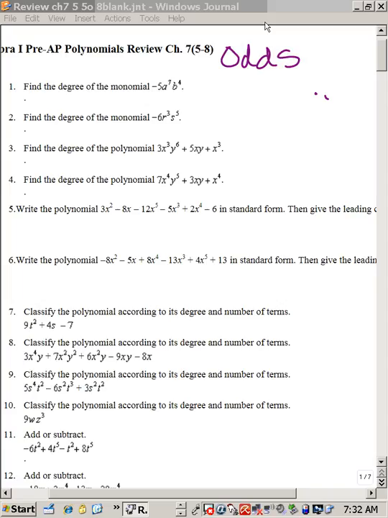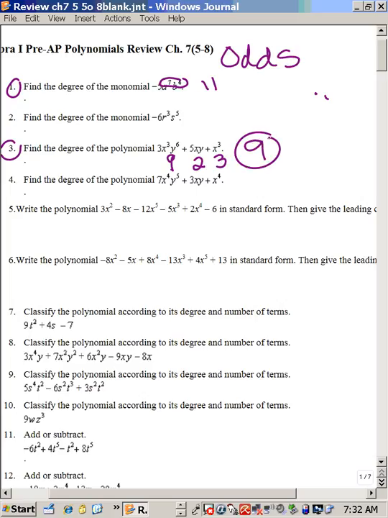We're going to continue today with the odds. Okay, starting with number 1. It says to find the degree of the monomial, we have to add the degree of the two exponents together. That makes 11. Number 3, 6 and 3 is 9. It gives me a 2 and a 3. So the highest exponent of each individual monomial is a 9.